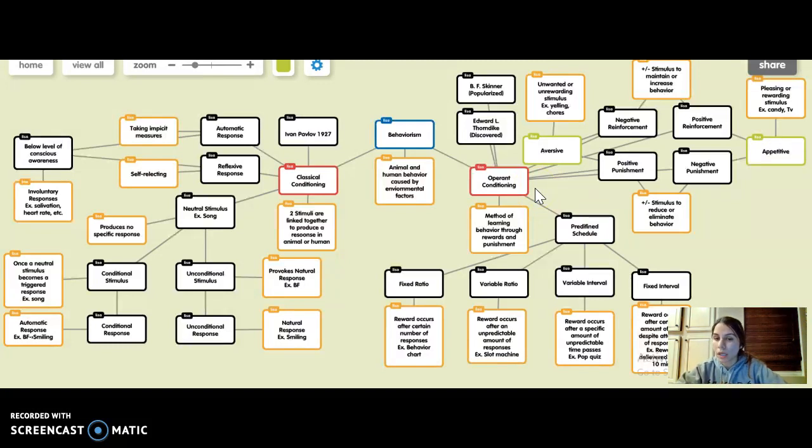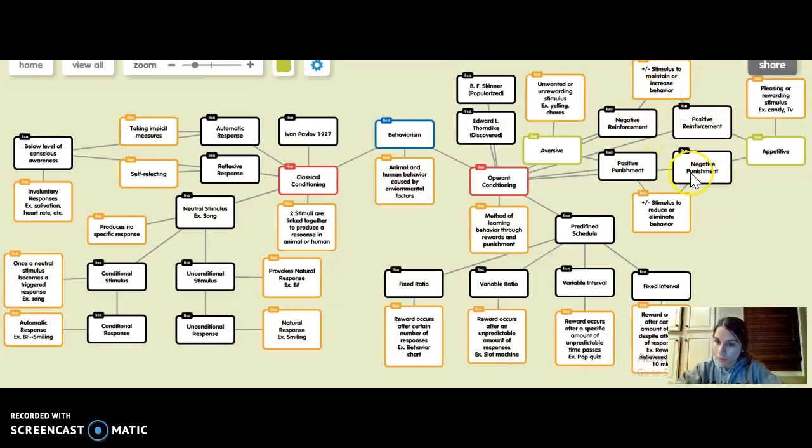So there are two types of operant conditioning, kind of the tools. Right here, if you can see my cursor, there's negative reinforcement and positive reinforcement, that's one. And then there's also positive punishment and negative punishment. So right now, we're going to focus on negative and positive reinforcement. Negative is to remove and positive is to add. A reinforcement is to maintain or increase behavior. When you add those two together, the definition becomes adding or removing a stimulus to maintain or increase behavior.